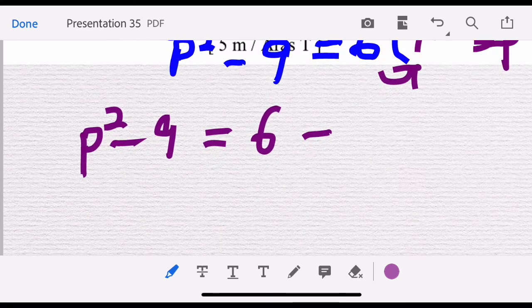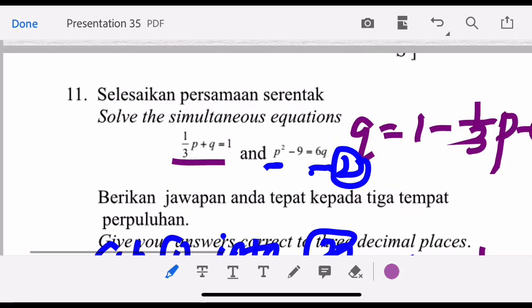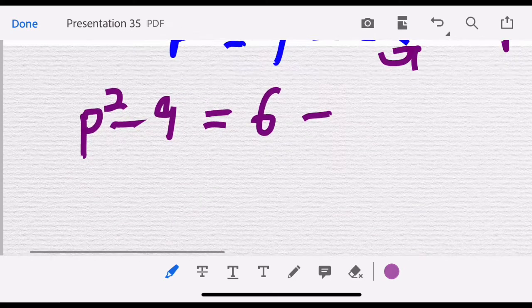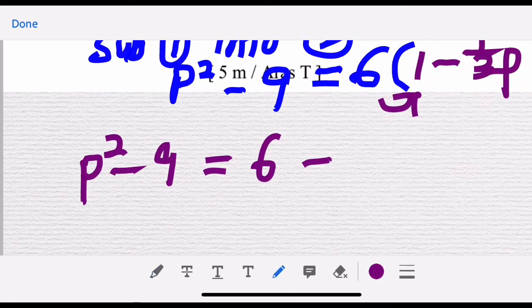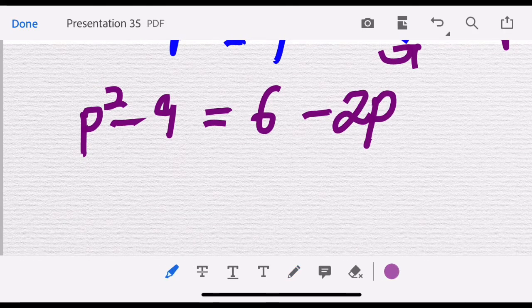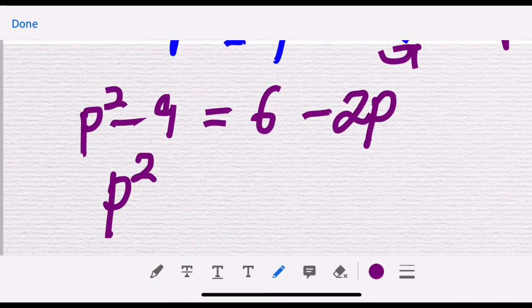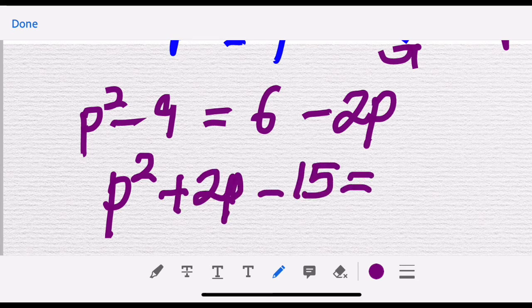P square minus 9. Okay, let's do it carefully. This is 9, it's not q. So 6 times 1/3 will be 2p, right? So the answer for the general form for this one will be 2p minus 15 equal to 0, right?